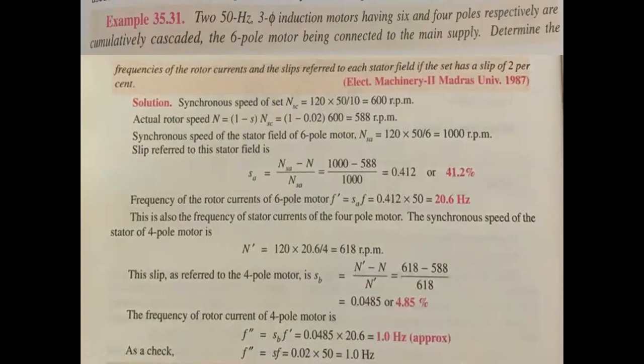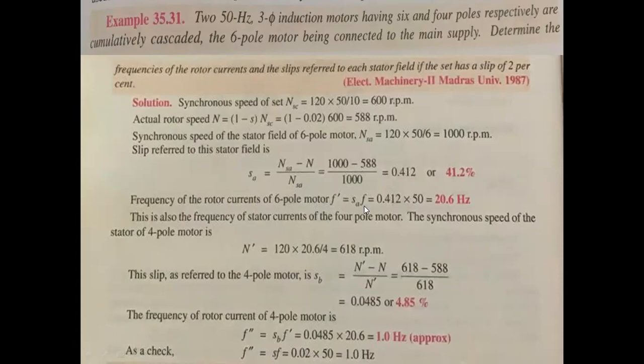Now the synchronous speed of the stator field of the 6-pole motor. For the first motor we have to calculate the speed, slip and frequency, and likewise for the second motor. The first motor slip is NSA minus N by NSA, where NSA is the synchronous speed of motor A. NSA is equal to 120 F by P, 120 into 50 by 6, so 1000 RPM. So SA is equal to NSA minus N by NSA, 1000 minus 588 by 1000, which is 0.412, that is 41.2%.